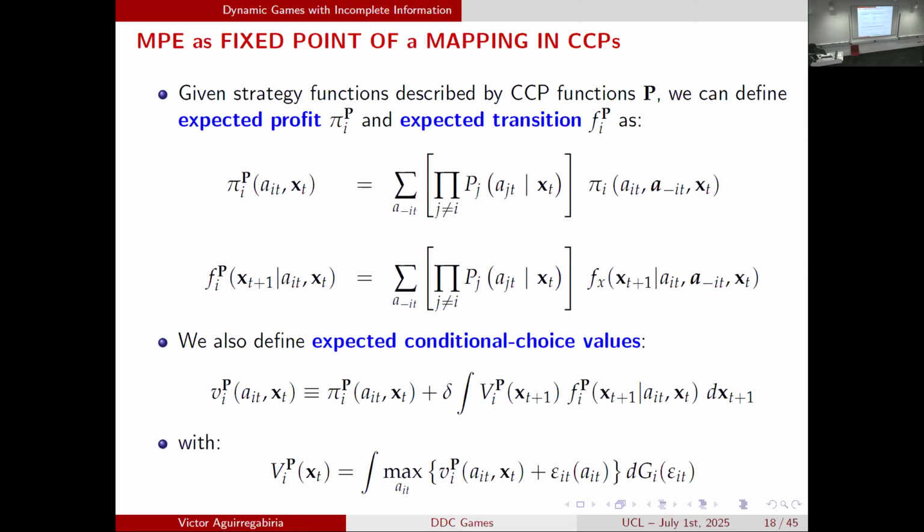And similarly, taking as given the choice probabilities of the other players, I can construct this transition probability for the state variable from the point of view of player i. What is the transition probability of X, taking into account that the other players will behave according to these CCPs? And taking this expected profit and this expected transition probability, I can construct this conditional choice value function. And I can define also this integrated value function.